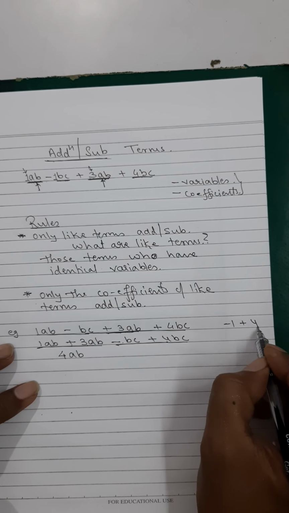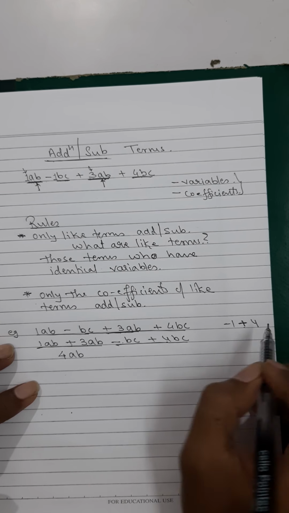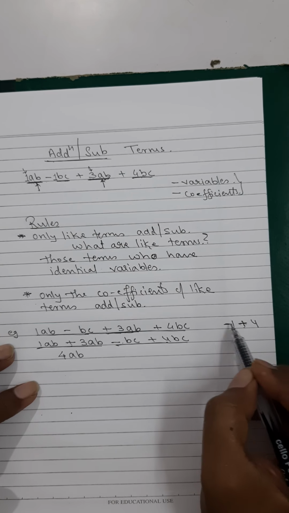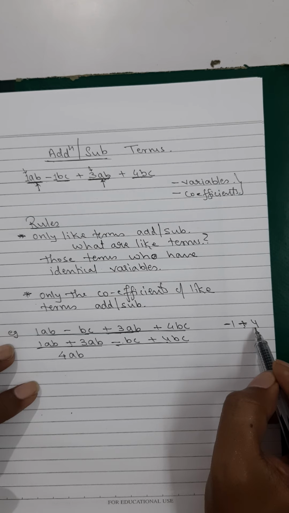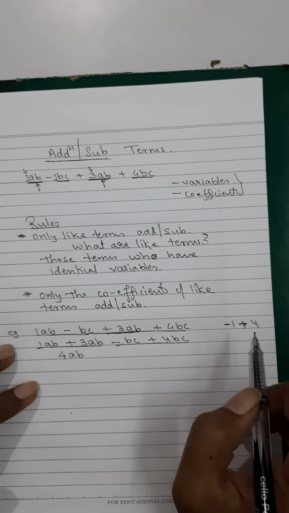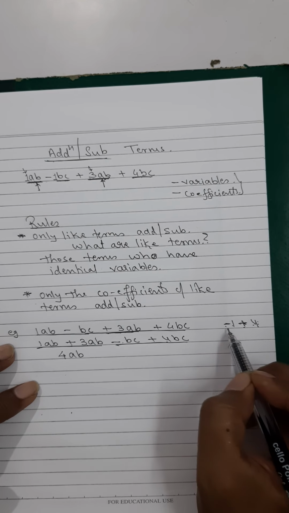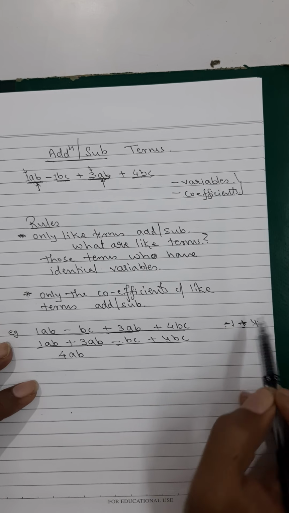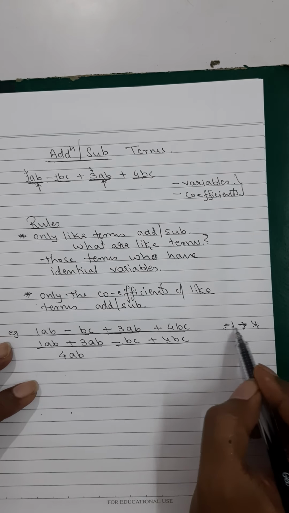Minus 1 plus 4. So there is a plus sign in between the two, but they will not add. How is the operation decided? You will have to multiply the signs. Minus plus minus. So even if there is a plus sign in between these two, because minus plus minus, you will subtract the two numbers. This minus and this plus will only help you to decide whether you will add or subtract. How? You multiply the signs. Minus plus minus. So 4 minus 1, because minus plus minus, that's why you will subtract.